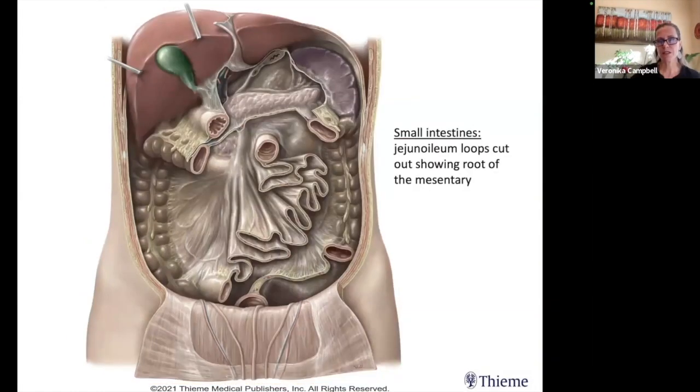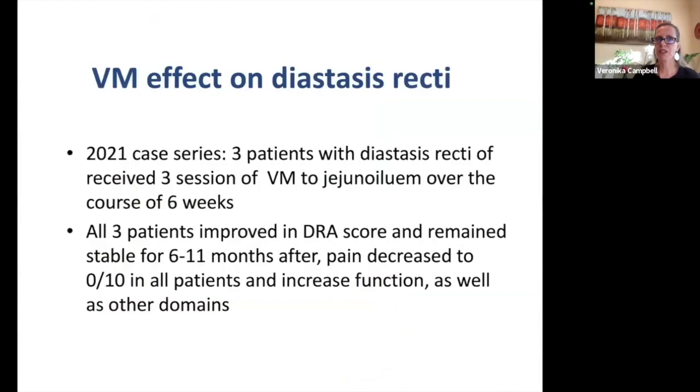The reason I'm showing you this is the next research was done on diastasis recti. So really common problem after pregnancy. And we always try to do all this abdominal strengthening to close the front, right? But if you think of the peritoneum and that root on the back, if it's tight on the back, it pulls back here, and you need to free up the back for this to close in the front. And so this was a 2021 case series, 3 patients that had diastasis recti. They received 3 sessions of visceral manipulation to the jejunal ileum over the course of 6 weeks. So they treated the loops, they treated the root, they treated the peritoneum, all this fascial layer.